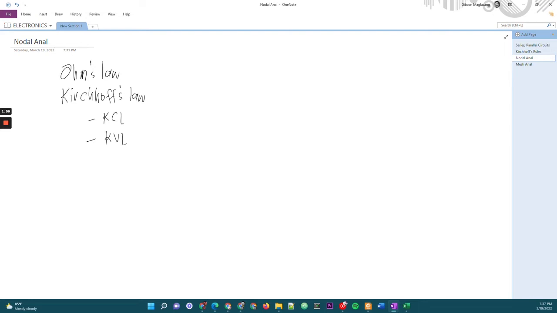Then we also have the KVL, okay, the Kirchhoff's voltage law. That is the sum of all voltage in a loop, okay, in an independent loop, should be equal to 0. That's by virtue of conservation of energy, okay, or voltage.